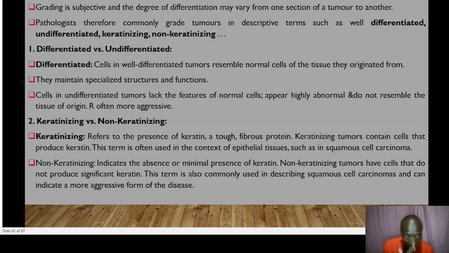What about keratinizing? Keratinizing refers to the presence of keratin, which is a fibrous protein. So keratinizing tumors contain cells that produce keratin, and this term is often used in the context of epithelial cells such as squamous cell carcinoma. Non-keratinizing indicates the absence or minimal presence of keratin. So this type of cells do not produce significant keratin, and this term is also commonly used in describing squamous cell carcinomas and can indicate a more aggressive form of disease.